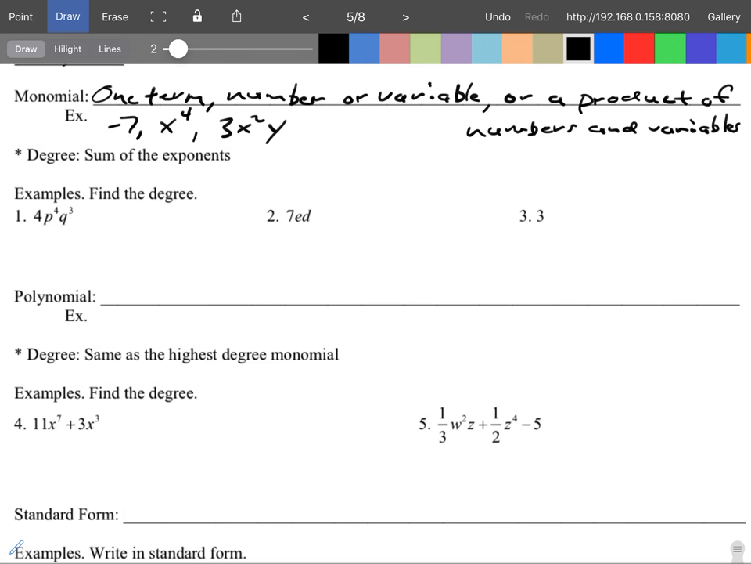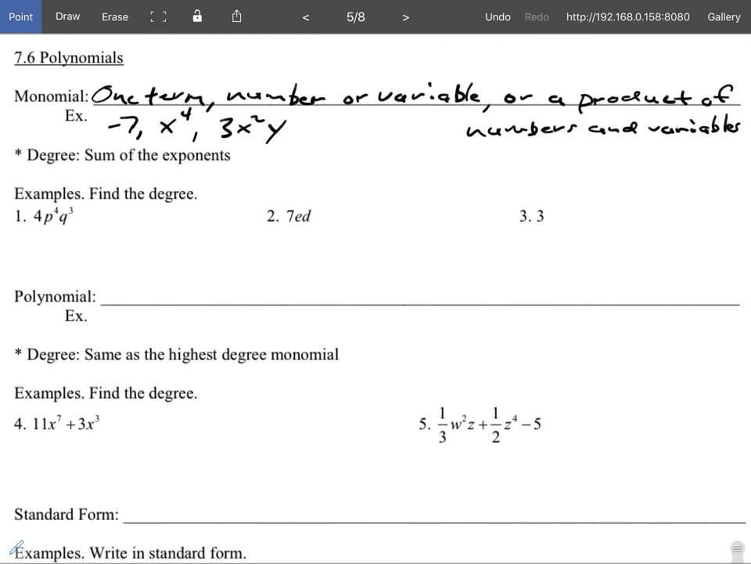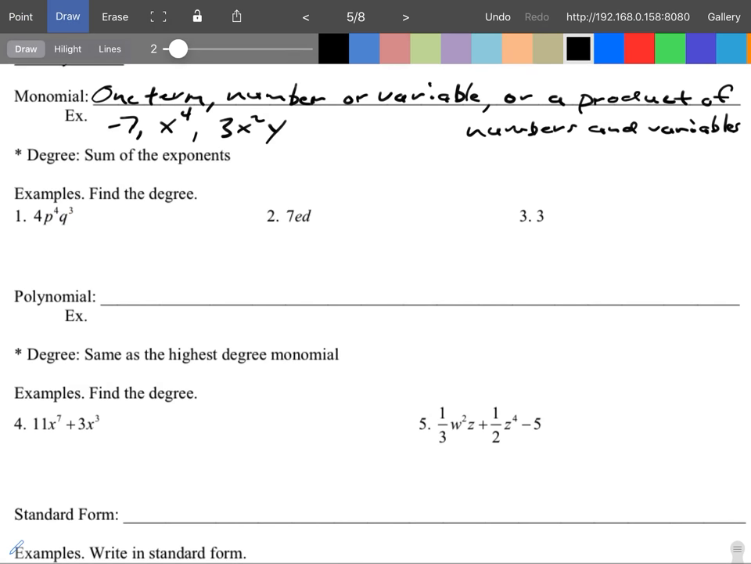And then the degree of the monomial is the sum of the exponents. All right, or the sum of the powers. So let's do examples 1 through 3. So on example 1, if you want to know the degree of this monomial right here, this 4p to the 4th, q to the 3rd, well, you have to sum the exponents. So you're going to add these powers together. So the degree on this one is going to be 4 plus 3. So the degree is 7.